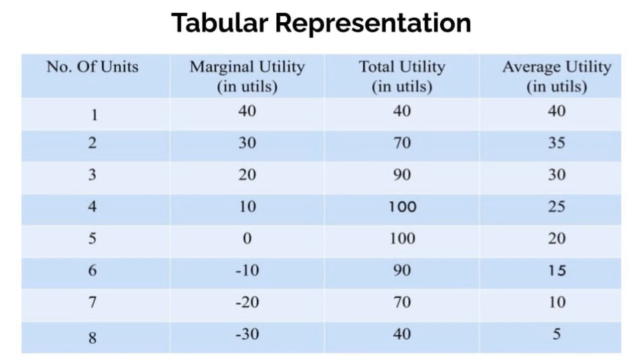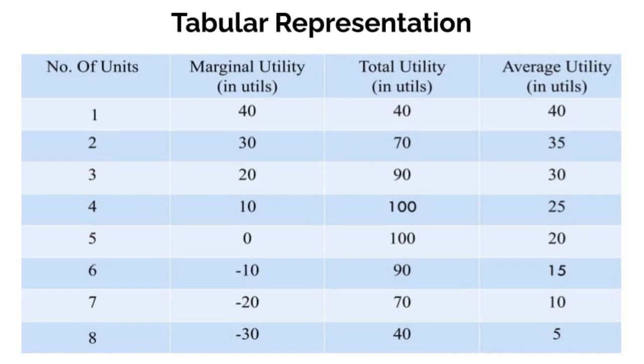So at first unit, total utility will be equal to marginal utility. Why? Because at first unit only one single unit has been consumed till now. So the marginal utility will be same as total utility. At second unit, total utility will be calculated as MU first plus MU second, means marginal utility derived from the first unit of consumption plus marginal utility derived from the second unit of consumption. So here by adding 40 utils and 30 utils, the consumer is experiencing 70 utils of total utility.